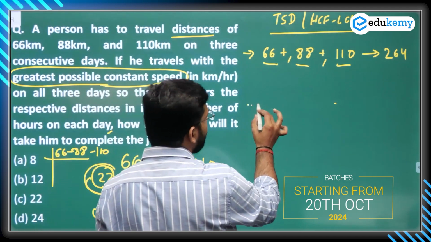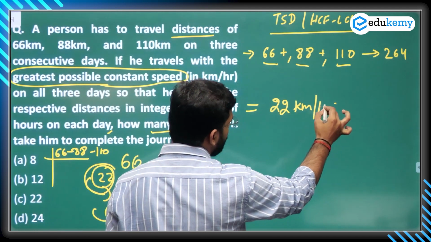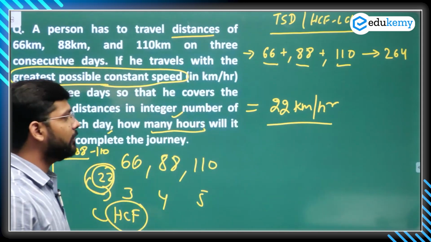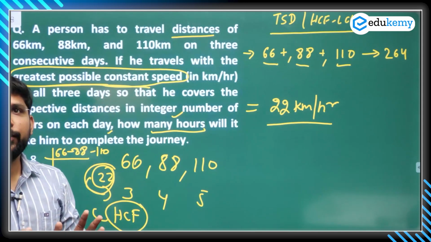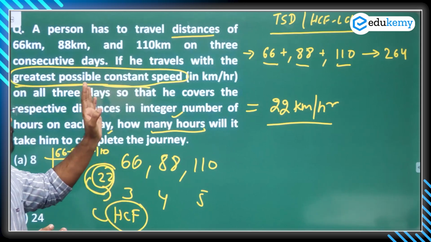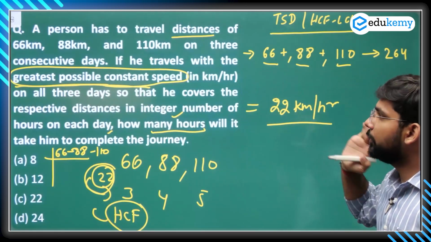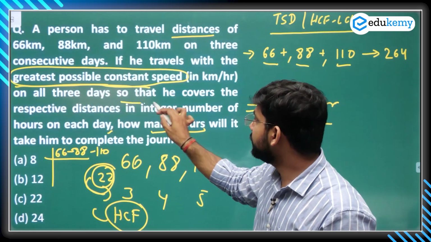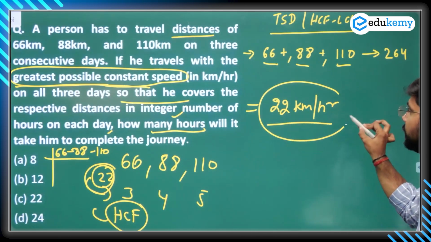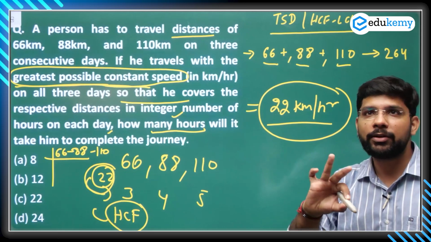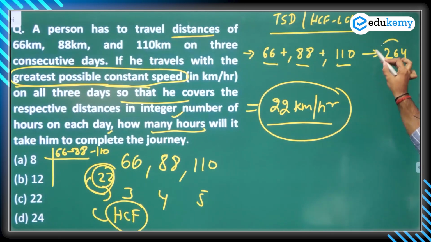So 22 kilometer per hour is the speed as per the given statement. The greatest possible constant speed in kilometer per hour is 22 kilometer per hour. कि सबसे ज्यादा speed जो होगा वो 22 किलोमीटर प्रति घंटा होगा in this given question. So he is going to cover the distance with 22 kilometer per hour speed से वो distance को cover करेगा. Now the total distance with us is 264.